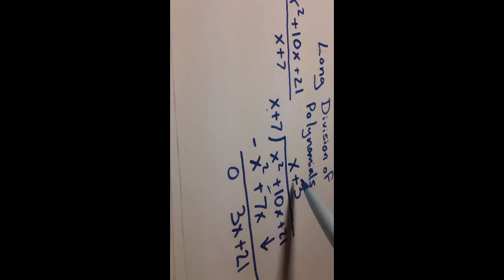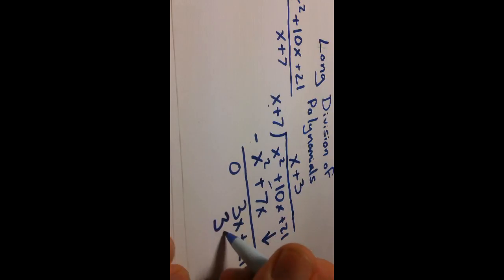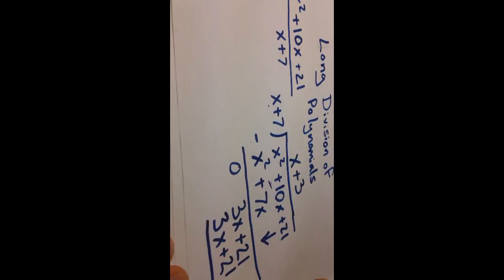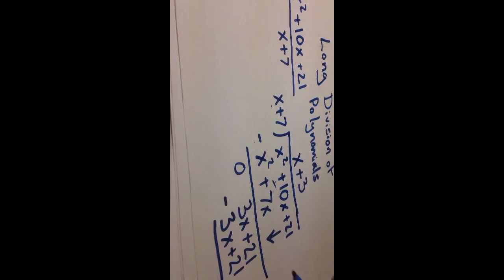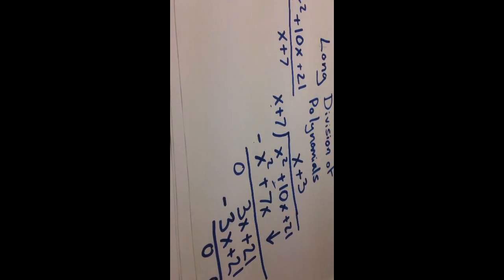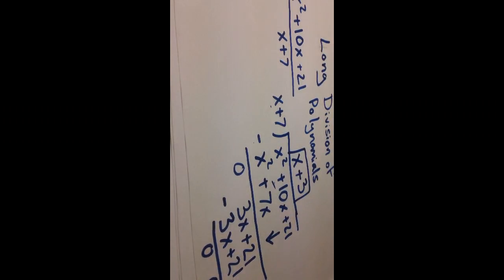So we go ahead and multiply this 3 right here by both of these terms. 3 times x, 3x, 3 times 7, plus 21, right? Now here, this is a subtraction problem yet again. 3x minus 3x is 0, and then 21 minus 21, also 0. So this came out very cleanly, very perfectly, right? And we got the answer of x plus 3.